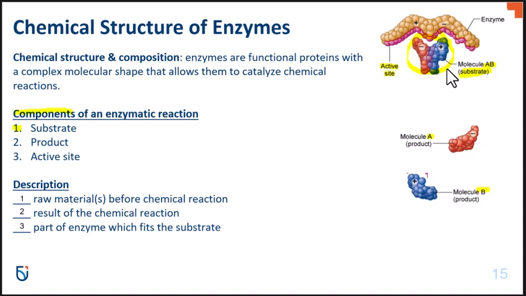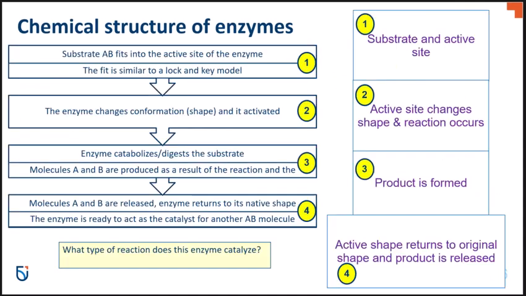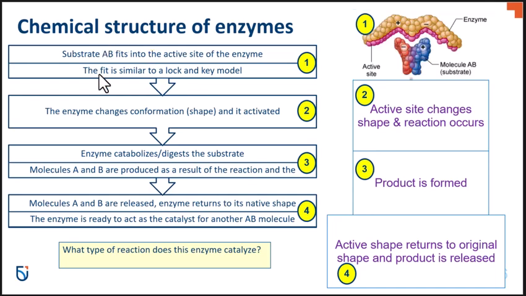Okay, so we have the substrate that binds to the active site on the enzyme, and we have the formation of molecule A and molecule B as the product. But let's look at that a little bit closer. So first thing that we have happening is substrate AB is going to fit into the active site of the enzyme like a lock and key.